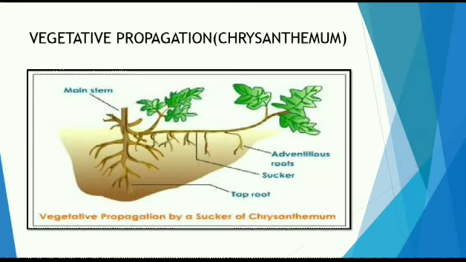The first one is chrysanthemum. Vegetative propagation in chrysanthemum. In chrysanthemum, the main part is the sucker, which means the root. If we grow a chrysanthemum as a single plant in a single pot, later its branches will arise under the ground, and many chrysanthemum plants will grow in that field area.